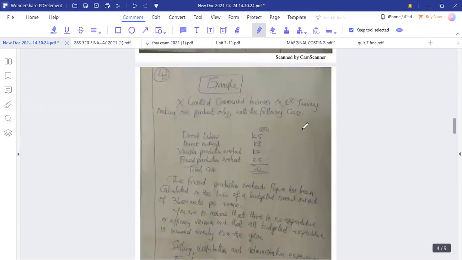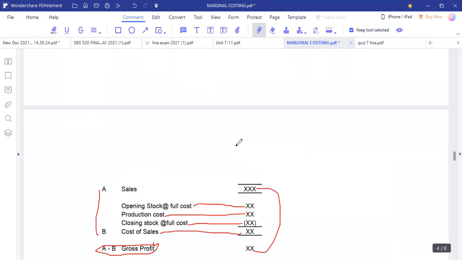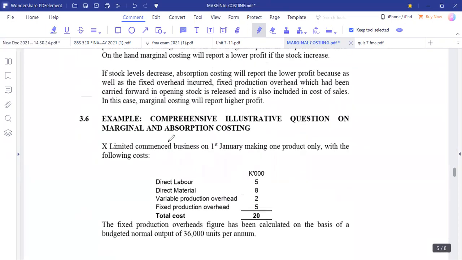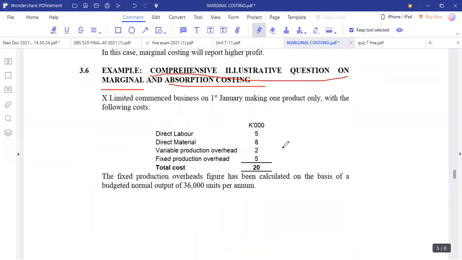So now let us look at this example. X Limited commenced business on 1st January. This example is coming from the same comprehensive example here. We are saying a comprehensive illustrative question on marginal and absorption costing. All right, so X Limited commenced business on 1st January, making one product only, with the following costs.